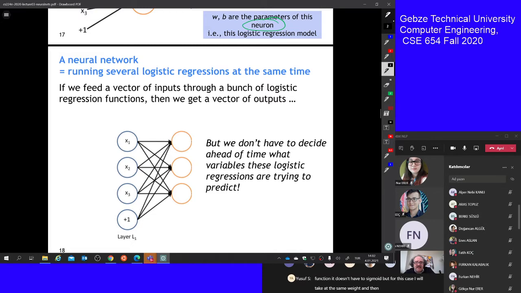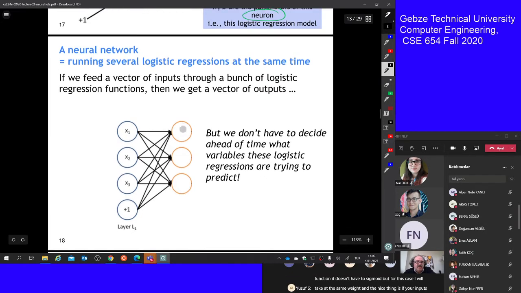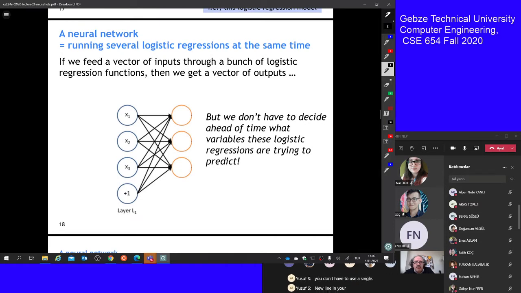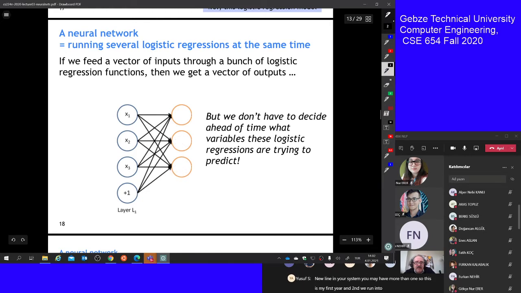And the nice thing is, you don't have to use a single neuron in your system, you may have more than one. So this is my first neuron, second neuron, and third neuron. Each one has its own set of weights. If my input is of size n, this one will have a vector of size n, the second one will have a vector of size n, and the third one will have a vector of size n, plus the biases.